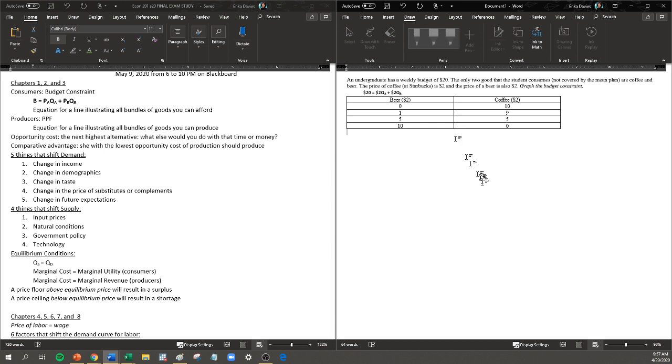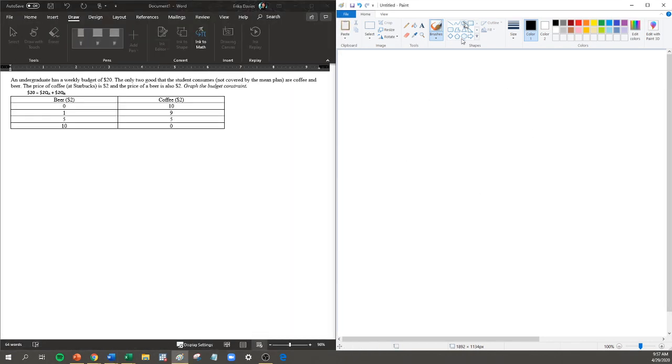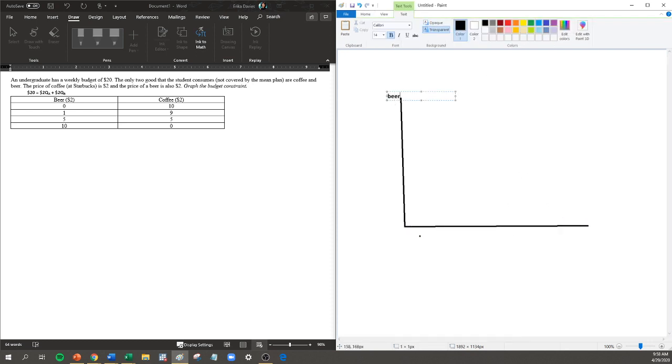Okay, so I'm going to draw this out. Actually, can I just draw? I can't. Why can't I do that? Okay, we'll draw it over here. So I'm just going to draw our axes here. Oh no, my pen's not working. That's fine. There we go. Okay, and I'm going to just put beer on this y-axis and coffee on this x-axis.